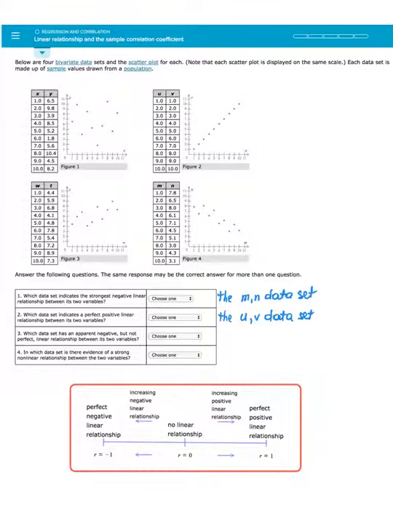Part 3. Which dataset has an apparent negative but not perfect linear relationship between its two variables? Answer to this question will be same as the answer to question number 1, because figure 4 is the only one that represents negative linear relationship. It's not perfect, but it is definitely there. So I'm going to write the same solution as for part 1.